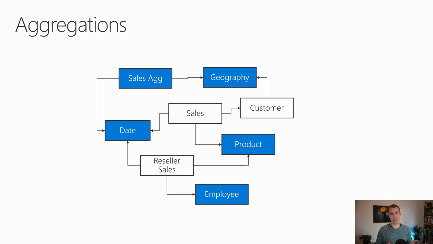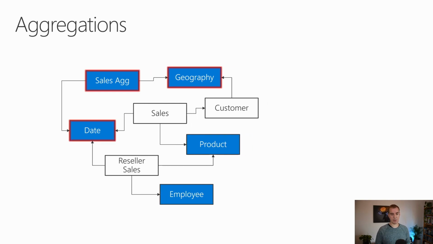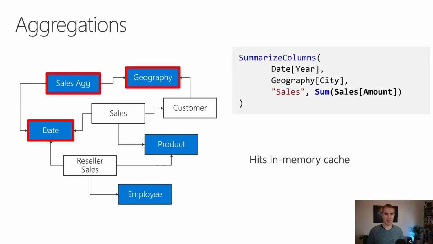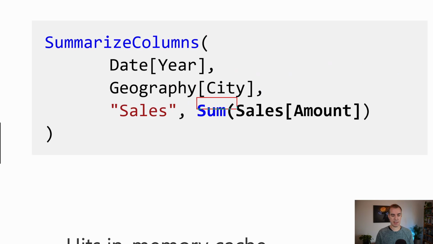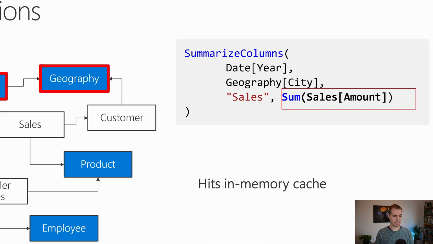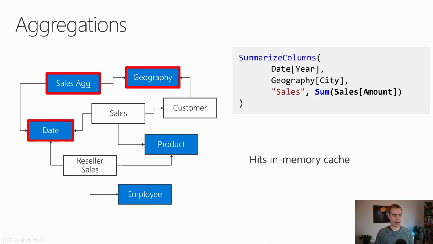So all the queries that are getting sent, again, we're doing the same thing. Let's look at a query that does something like this. I want to see the year, I want to see the city, and I want to see the sales amount. But observe something interesting here, because what we're looking at is sum of sales amount, but we're actually not using the sum of sales amount. We're getting the data from the aggregations table.